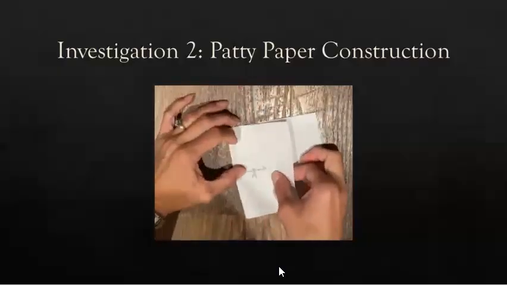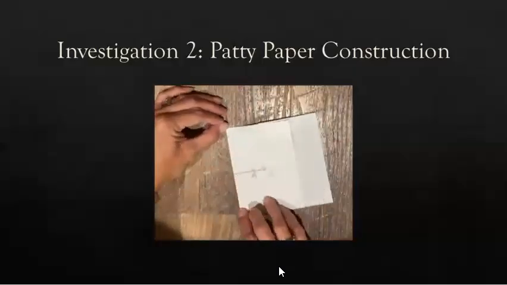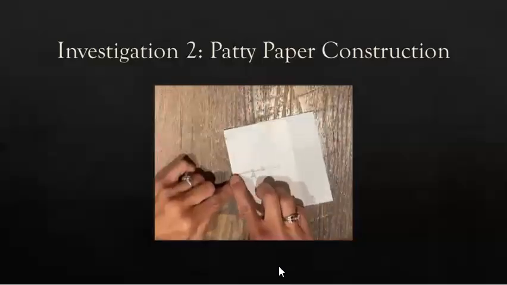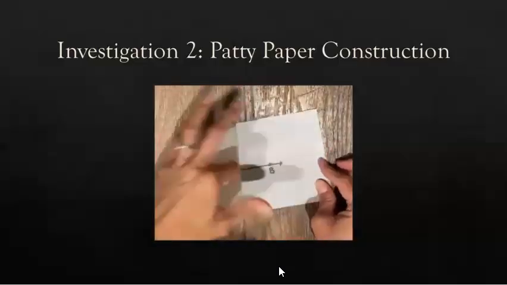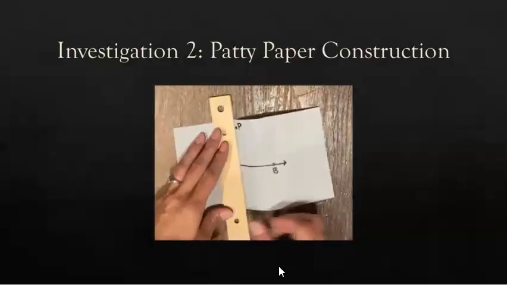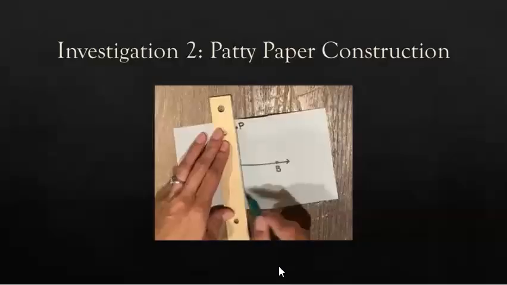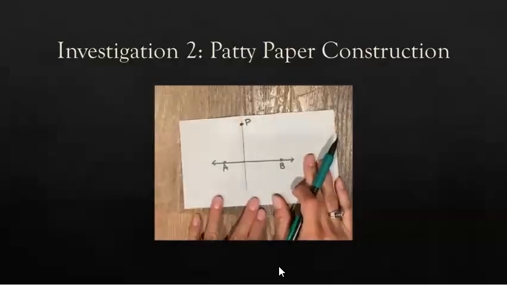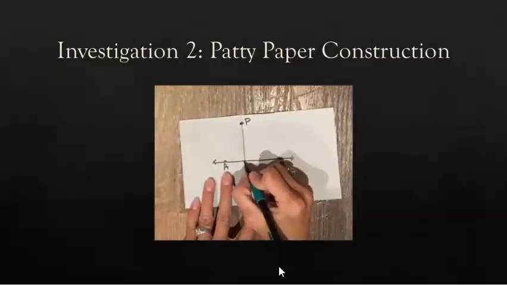So make sure that they're on top of each other. They coincide. And P is on the crease. P is on the crease and the lines are on top of each other. Unfold that. And you might want to draw a line in your crease so you can see it better. Compare the angles after you label M.